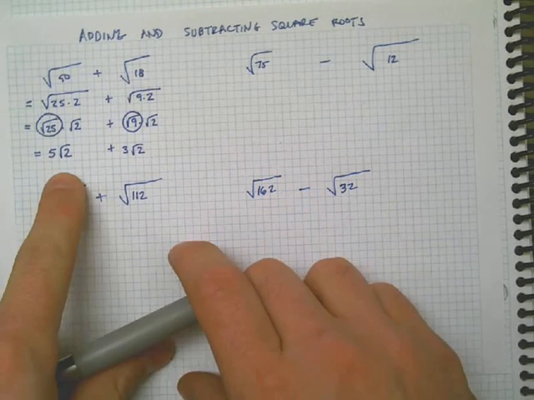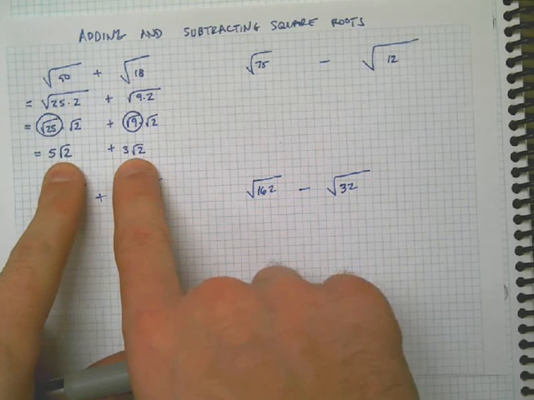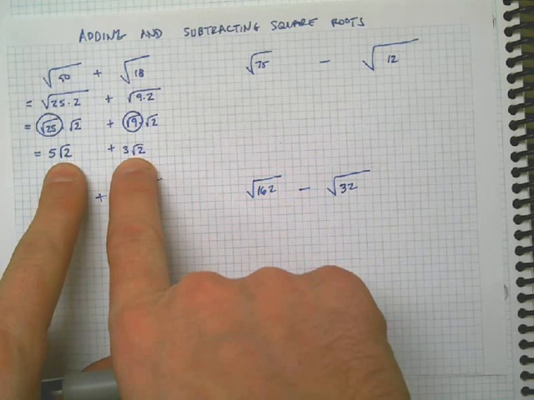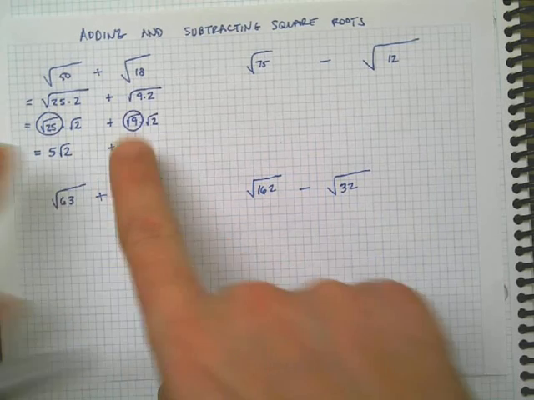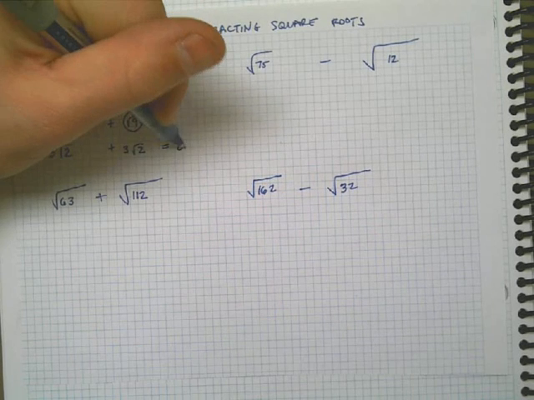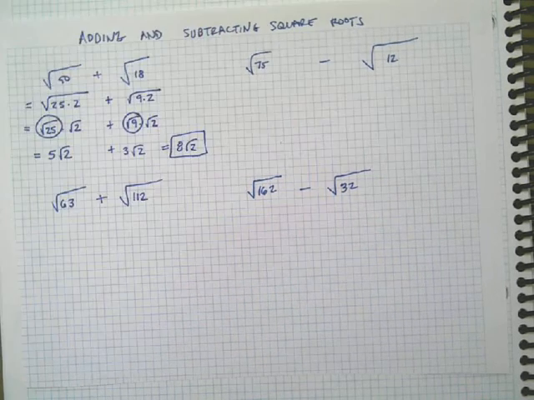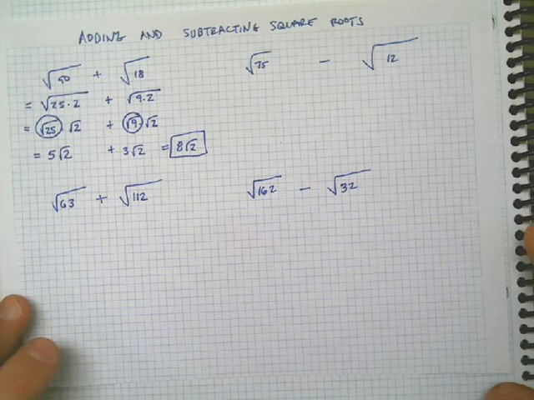And if I have 5 square roots of 2 on the left and 3 square roots of 2 over here, that means I have a grand total of 8 square roots of 2. You just add 5 and 3. And that's my answer to this problem. Okay, let's try another one.